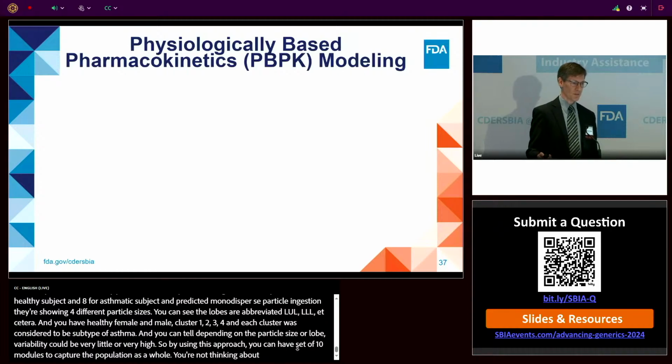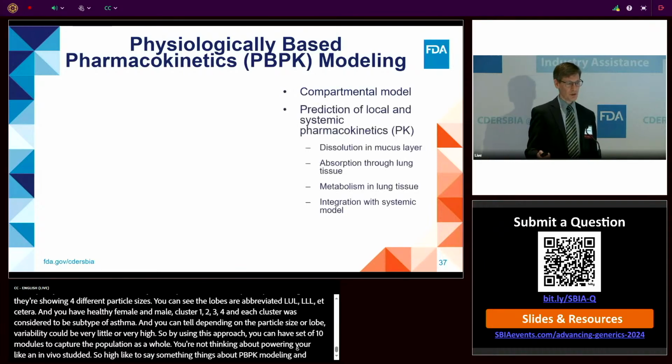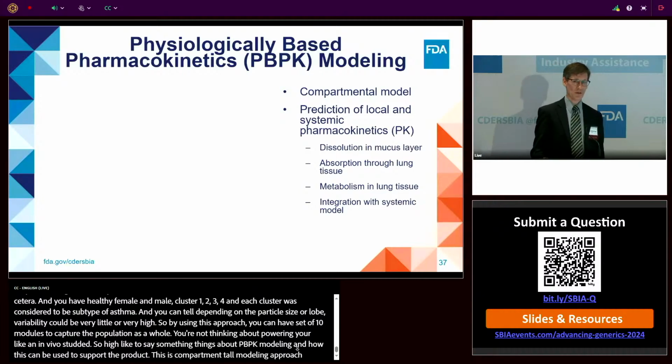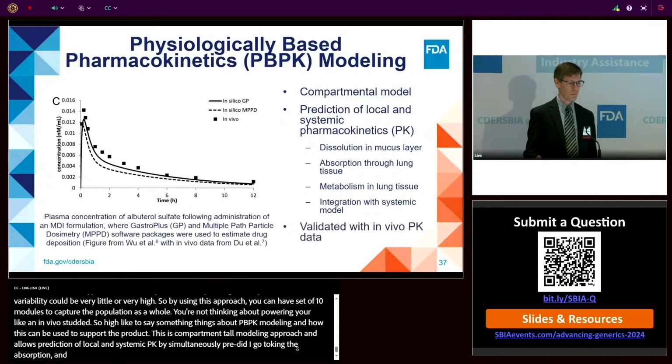So I'd like to say some things about PBPK modeling and how it can be used to support these products. This is a compartmental modeling approach. It allows for prediction of both local and systemic PK by simultaneously predicting dissolution, absorption through lung tissue, metabolism, and by integrating with the systemic model. You would validate this using in vivo PK data.